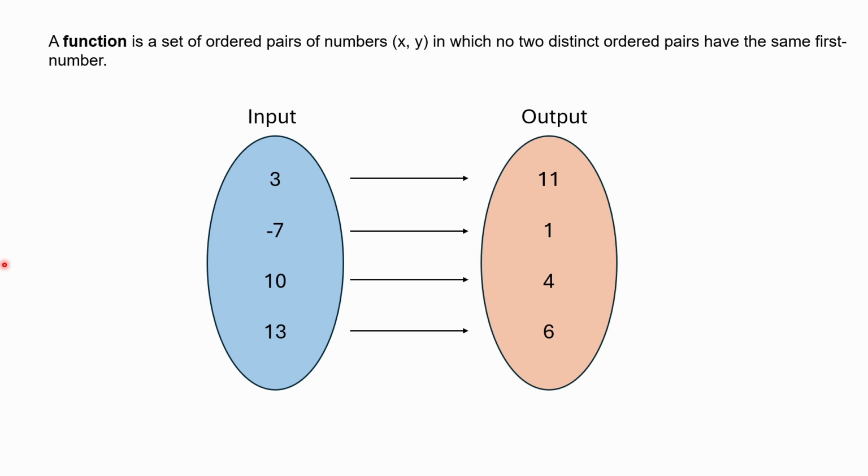So a function is a set of ordered pairs x, y in which no two distinct ordered pairs have the same first number. Think of a function as some sort of machine which, when you give it an input, gives you an output. So for example, in this diagram, you have an input of 3 and our output will be 11. Input of -7 and an output of 1, and then 10 to 4, and then 13 to 6.